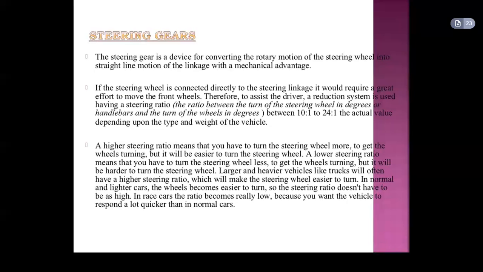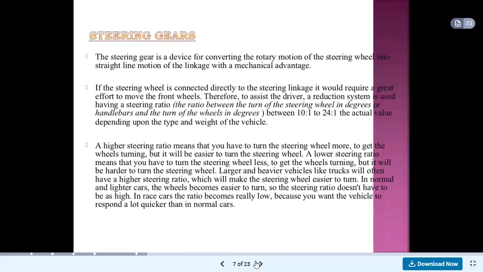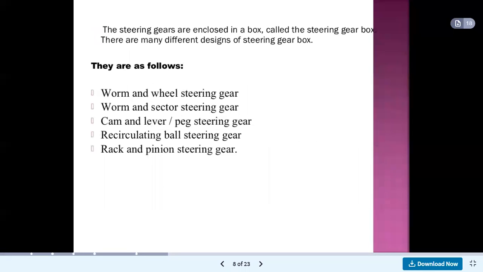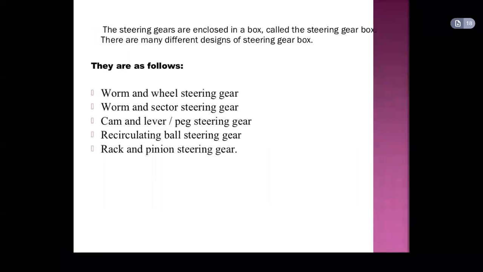Larger and heavier vehicles like trucks will often have a higher steering ratio, which will make the steering wheel easier to turn. In normal and lighter cars, the wheels become easier to turn, so the steering ratio doesn't have to be as high. In race cars, the ratio becomes really low because you want the vehicle to respond a lot quicker than in normal cars. The steering gears are enclosed in a box called the steering gearbox.